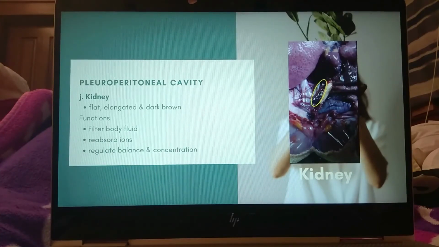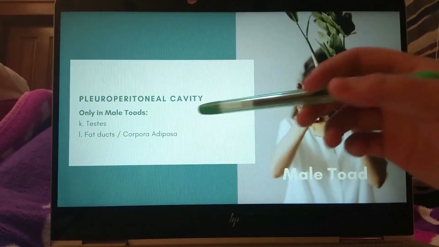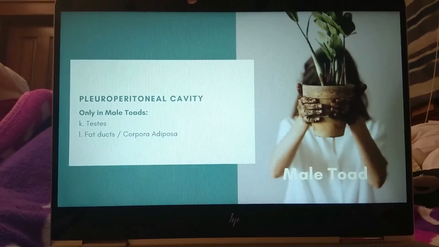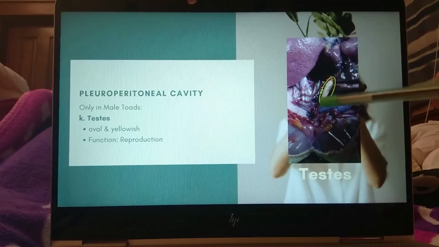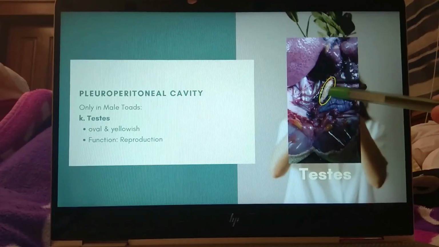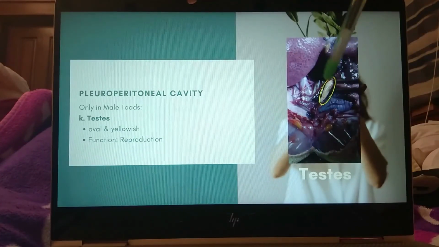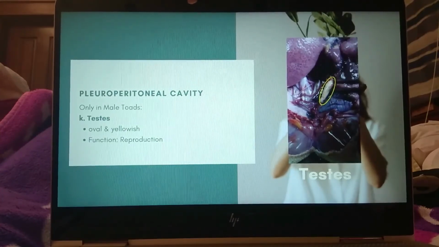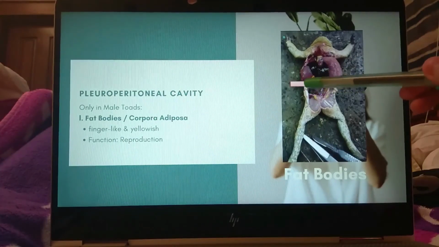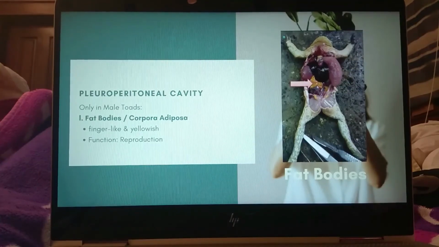For the organs present in the male toads, we have the testes and the fat bodies or the corpora adiposa. For our testes, here we have a picture. These are a pair of oval or elongated cylindrical yellowish bodies that lie on the ventral surface of the kidney. So here we have the kidney and on top are the testes. And these are used for reproductive purposes. Next, we have the fat bodies or the corpora adiposa. These are attached to the anterior end of each of the testes, and again, are also used for reproductive purposes.